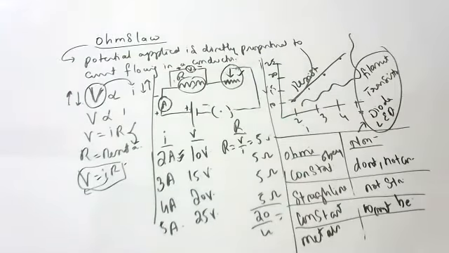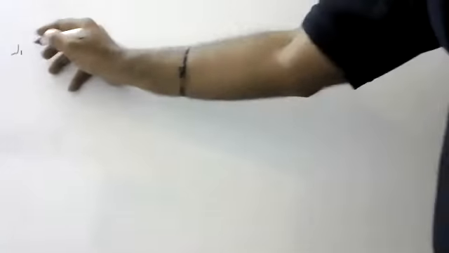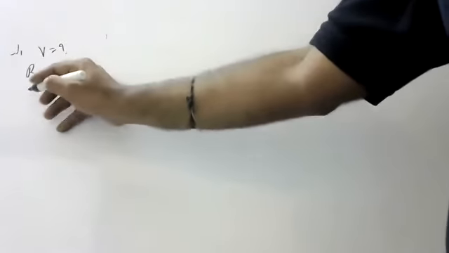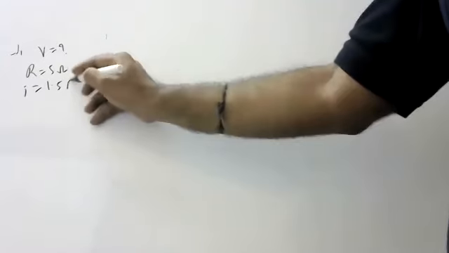Now, basing on Ohm's law, we'll do some numericals. First question. If you know, you can tell. Calculate the potential difference required across a conductor of resistance 5 ohms to pass a current of 1.5 amperes.